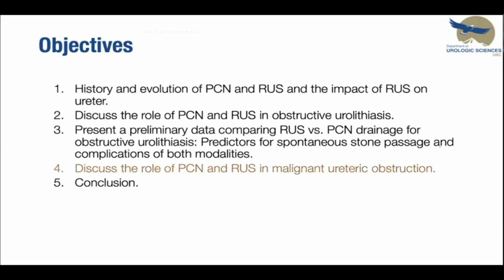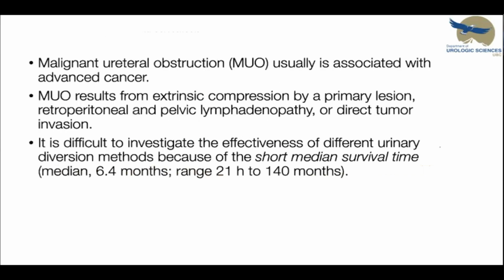Now let's talk about the role of nephrostomy tubes and retrograde ureteral stent in malignant ureteric obstructions. Malignant ureteral obstruction is usually associated with advanced cancer. It results from extrinsic compression by a primary lesion, retroperitoneal and pelvic lymphadenopathy, or direct tumor invasion. It's important to know that it's difficult to investigate the effectiveness of different urine diversion methods because of the short median survival time.